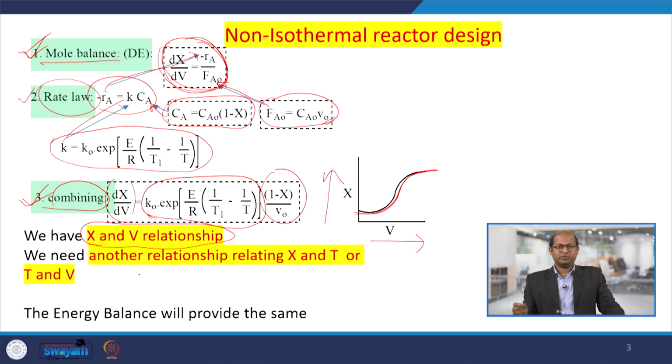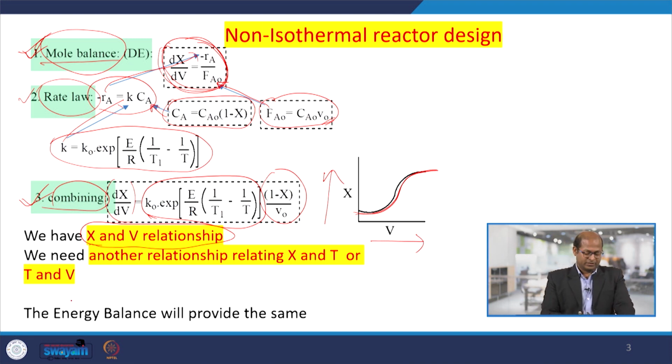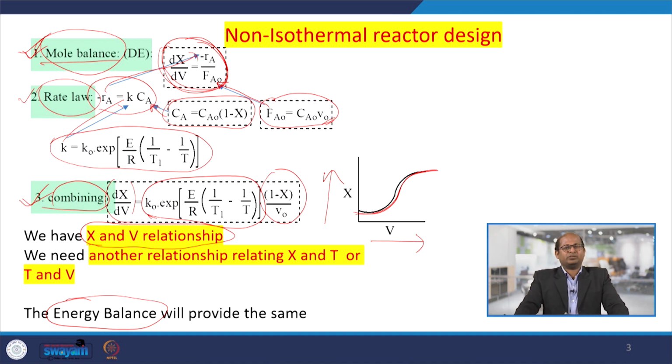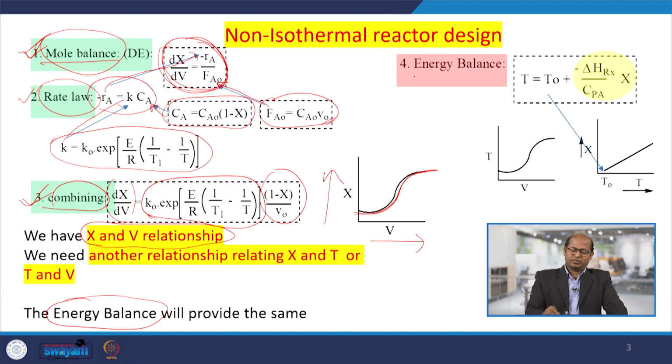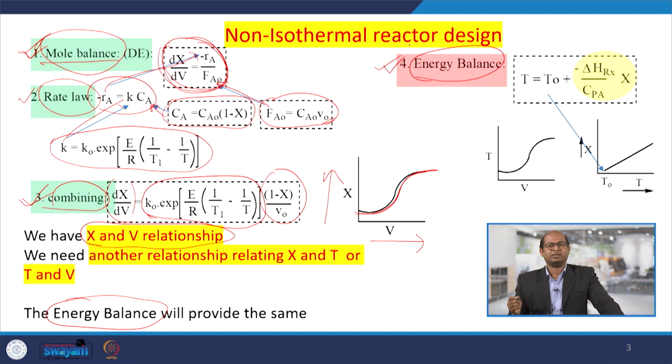Apart from this, this is the mole balance or material balance equation for the reaction. With the material balance there is another important task, that is the energy balance. Whenever we conduct any reaction inside a reactor, along with the material balance, the energy balance is also equally important. So this part we also have to include for the design of a particular reactor.